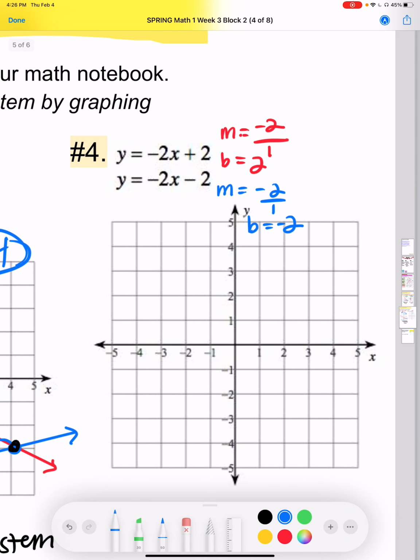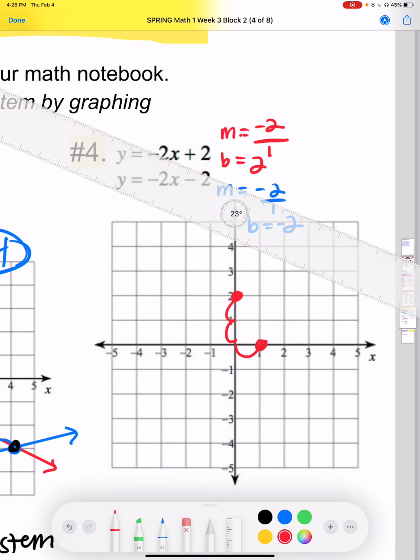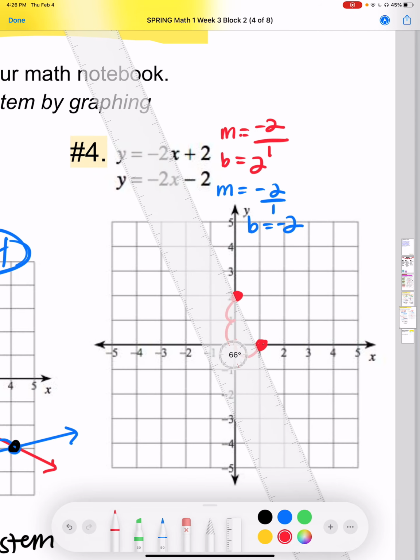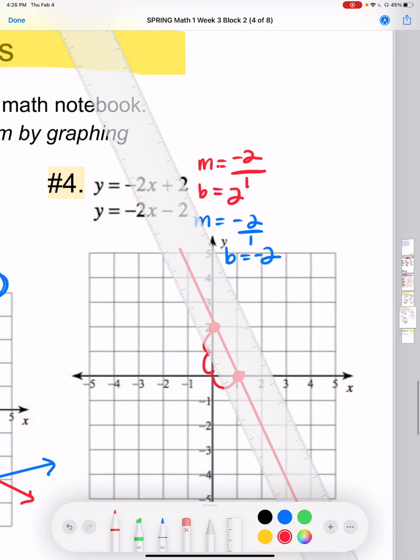All right, so let me go ahead and graph my first one. Sorry, I almost said it's -2 over 1, but I want to start at my y-intercept. So my y-intercept is at 2. So I'm going to start up here. My slope tells me to go down 2 to the right 1. So I'm going to go down 2 to the right 1, put my point there. I'm going to go ahead and connect those. So let me do that using a straight edge. Oops.